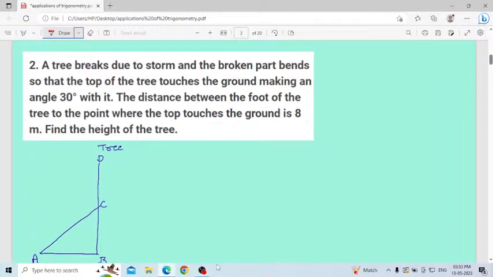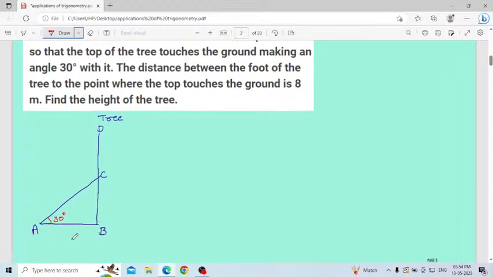In this question they have not given the diagram, but I drew the diagram early because it would waste time. Don't worry, once again I will explain how to draw the diagram. Okay, consider a tree. A tree breaks due to a storm and the broken part bends so that the top of the tree touches the ground, making an angle of 30 degree. Here this is the angle 30 degree.